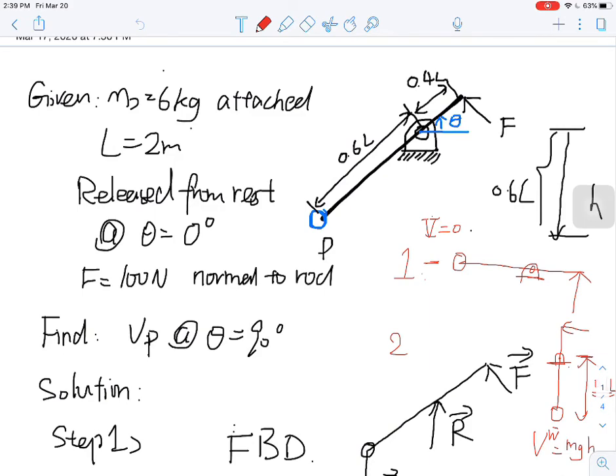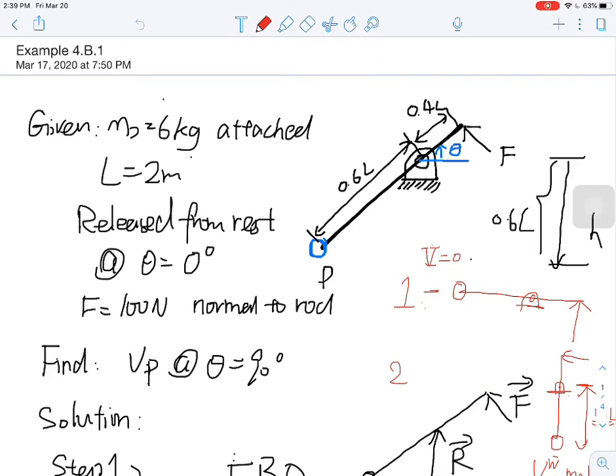So let's look at this example 4b1. In this case, we have a rigid bar, and on one end of this bar, there's a particle P. So the whole bar, the rod, or whatever you call it, has no mass, so 0 mass, but this particle P has a mass of 6 kilogram, and is attached there.